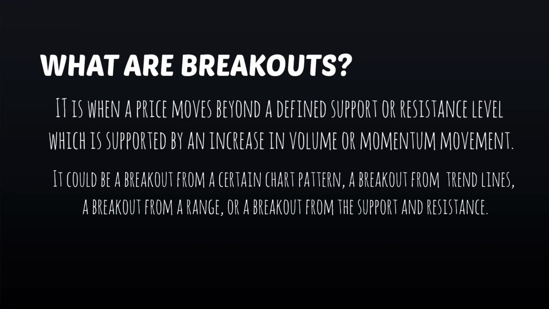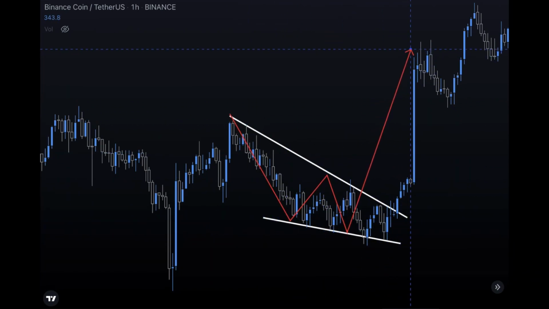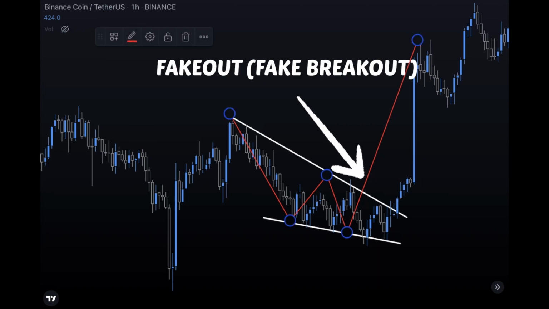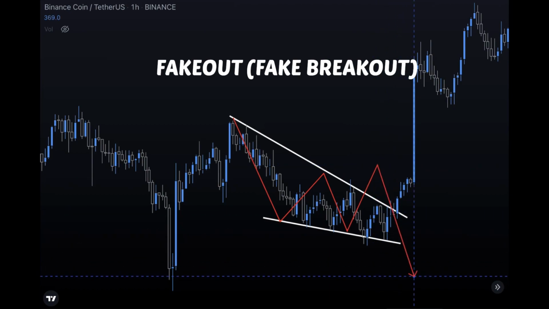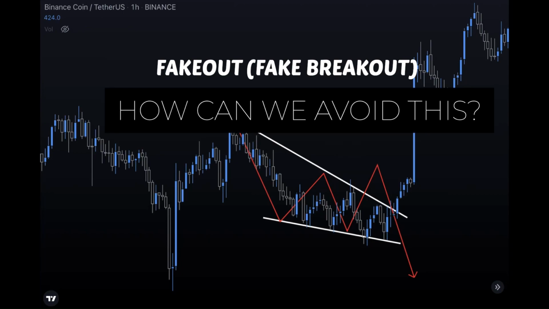For example, here you will see a bullish falling wedge pattern. Then price moves beyond this resistance level, breaking out from this chart pattern. Now, this is what you call a breakout. There are scenarios wherein this breakout turns into a fake out. A fake out is when price fails to sustain the breakout move and ends up moving in the opposite direction. Now, how can we avoid these fake outs?